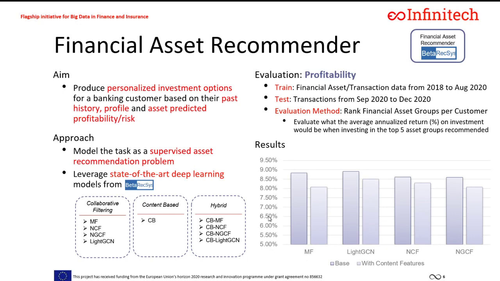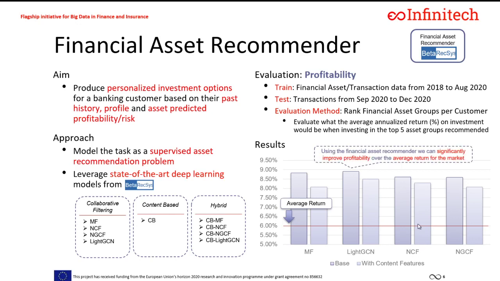In this case, our y-axis here is the annualized returns. This is the percentage profit that you're going to make if you invest. And then this horizontal line here is the average return of the assets in the particular stock market that our assets come from. And so what we can see here is that these assets that we're recommending are significantly more profitable than the average return on the market. So effectively, these would be good assets to recommend, and people are going to make money from investing in these assets. So this indicates that our models are actually working.